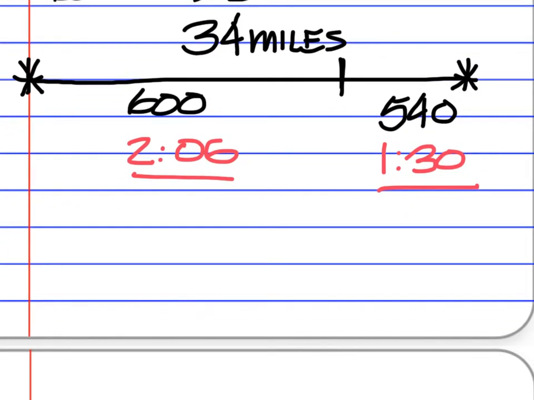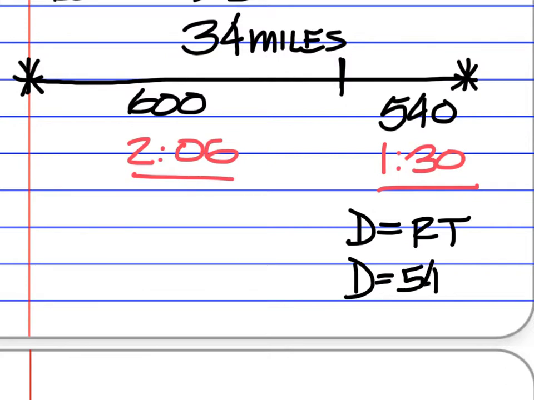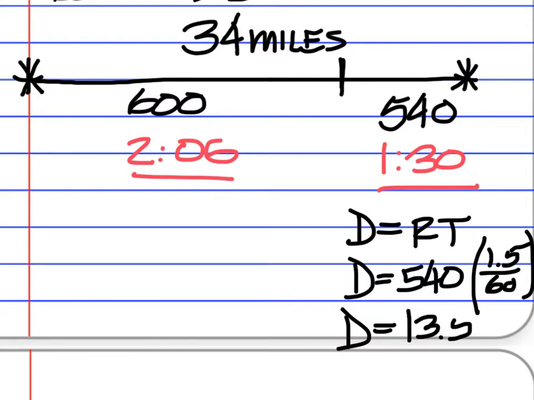Okay. So over here on the right-hand side, we're going to have d equals rt. We don't know the distance this plane is traveling, so that's what we're trying to find. We're setting the speed at 540. And the time is a minute and a half. How do I express a minute and a half in terms of an hour? 1.5 over 60. Yes. Okay, so D equals 1.5 over 60 times 540. 1.5 divided by 60, and then times 540. 13.5.